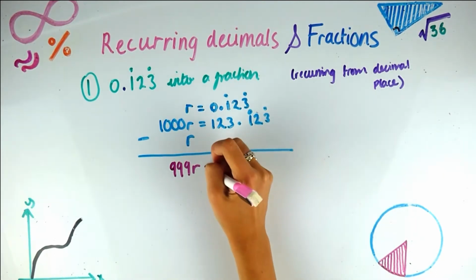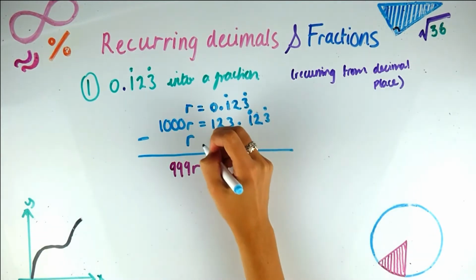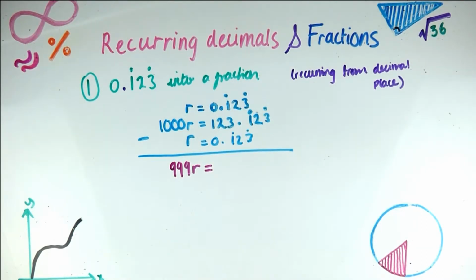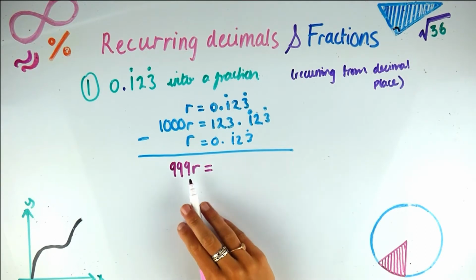The reason we've done this and multiplied by 1,000 is because, I haven't actually written this out, so what is r? 0.123 recurring. So 1,000 r minus r is 999 r.